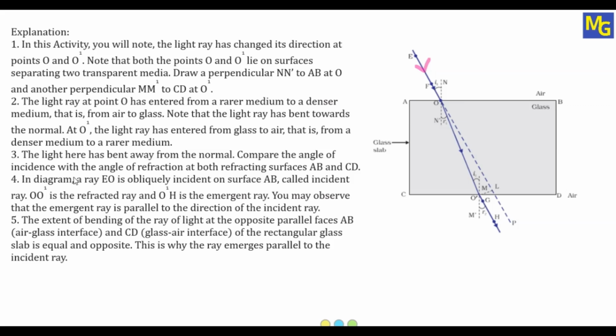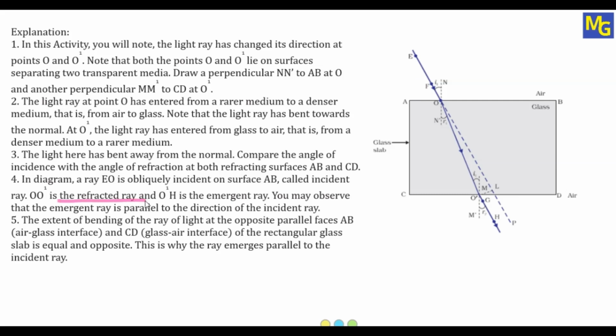Now we'll move on to the next. See here, compare the angle of incidence with the angle of refraction at both the refracting surfaces AB and CD. In the diagram, ray EO is obliquely incident on the surface AB. So this EO light is obliquely incident on the surface AB, and is called the incident ray. This is the incident ray.